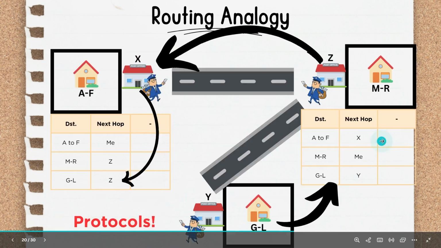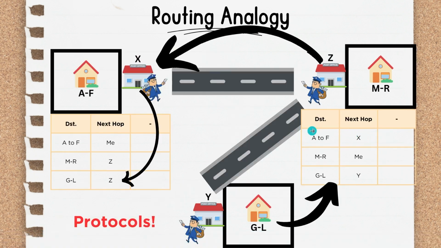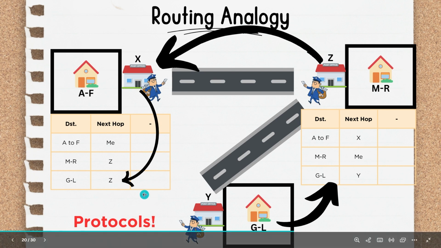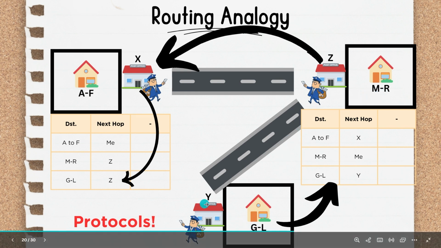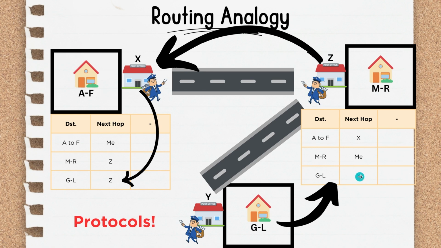So this is the way the routing is being achieved. Now if we expand the scenario, it leads us to a protocol, which is nothing but a routing protocol. Let's say these are the roads and these are the three postmen, each carrying the responsibility of one society. So A to F is here, G to L is here, and M to R is here. Postman Y will tell X that if you want to reach G to L, connect with Y, and that's how there will be an entry G to L with next hop Y.